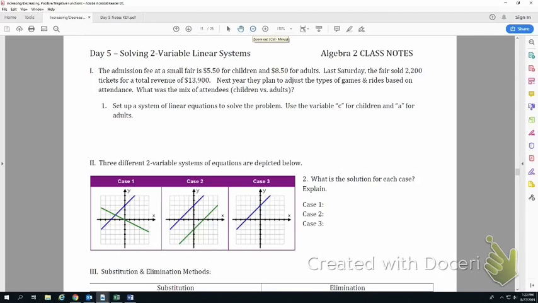It says, the admission fee at a small fair is $5.50 for children, $8.50 for adults. Last Saturday, the fair sold 2,200 tickets for a total revenue of $13,900. Next year, they plan to adjust the types of games and rides based on attendance. What was the mix of attendees, children's versus adults? Set up a system of linear equations to solve the problem. We won't actually solve this one. It says use the variable C for children, A for adults.